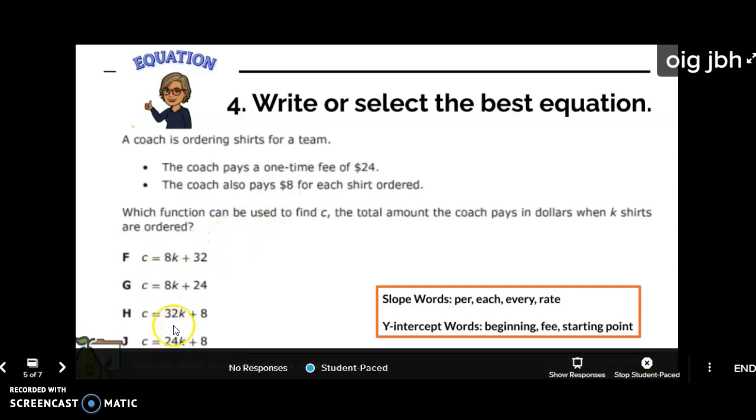In this case, I don't have an X, I have a K instead. Look, K, K, K. So 8 should be paired with the K. If you notice, only F and G have 8 paired with the K. So I know that my answer has to be one of those two choices. Remember that we put a box on that 24? That's my b, my y-intercept. So that means I should be adding 24 and selecting answer choice G.